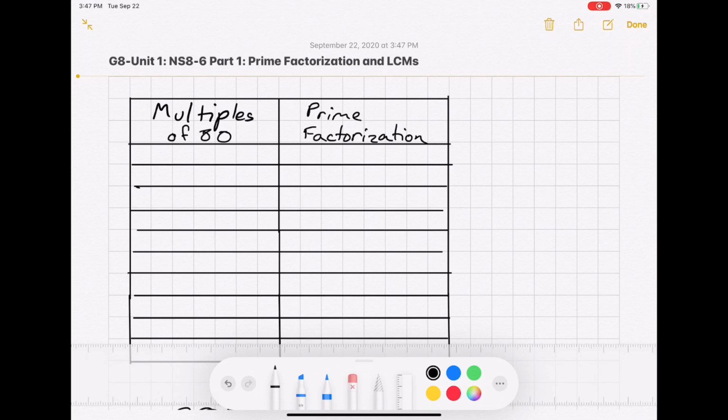All right, so we're still looking at prime factorization, and we're comparing them with the least common multiple, making connections to how they're related to each other. The first thing in this chart I'm going to do is look at multiples of 80. Instead of just writing 80 in there, I'm going to leave what I'm multiplying the 80 by. So I wouldn't write 160 in here.